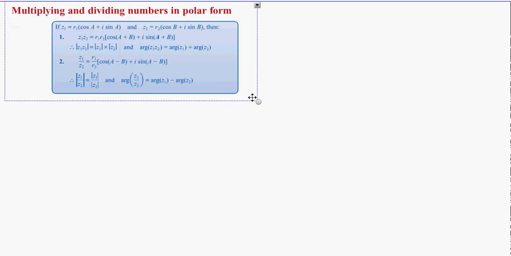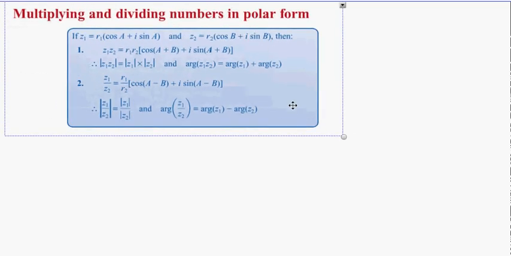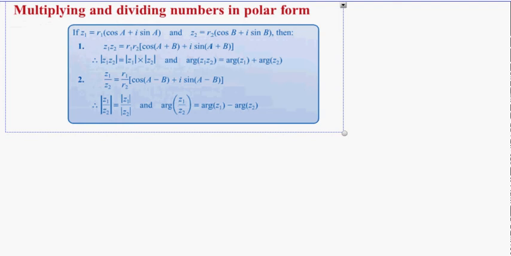Okay, so multiplying and dividing numbers in polar form. If Z1 equals R1 (cos A plus i sin A), and Z2 equals R2 (cos B plus i sin B), then Z1 Z2 equals R1 R2 (cos(A plus B) plus i sin(A plus B)). Therefore the modulus of Z1 Z2 is equal to the modulus of Z1 multiplied by the modulus of Z2, and the argument of Z1 Z2 equals argument Z1 plus argument Z2.